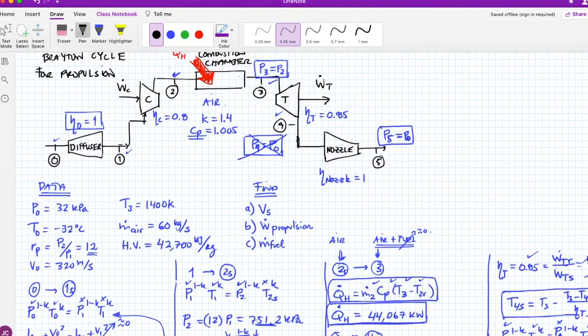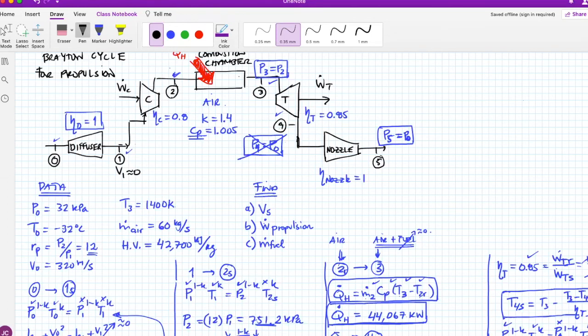No, we don't have the V4. Well, okay, so remember V0. V0 was 320 meters per second. What about V1? We assume that the diffuser has slowed it down so much that we can say V1 was pretty close to zero. So V2, so V3, so V4.